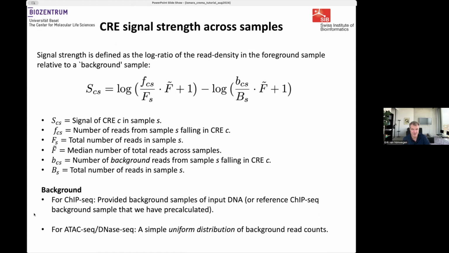All right. Now, for ChIP-Seq data, this background here is taken either from input DNA that the user defines, so that's the best case scenario, the user.